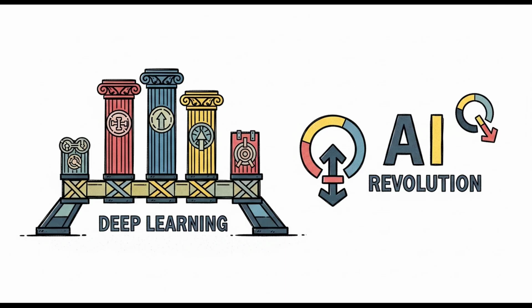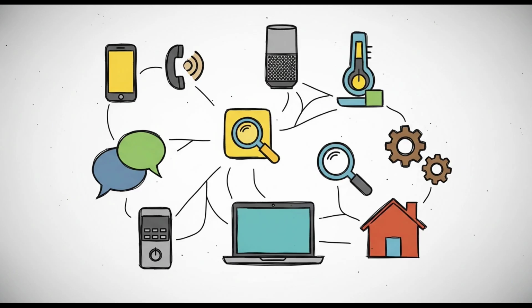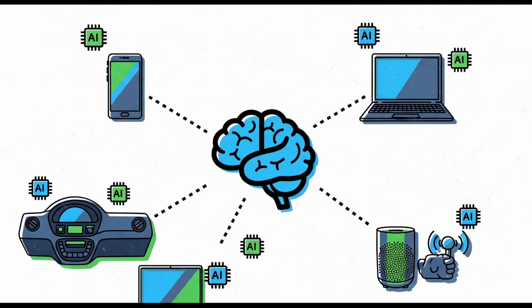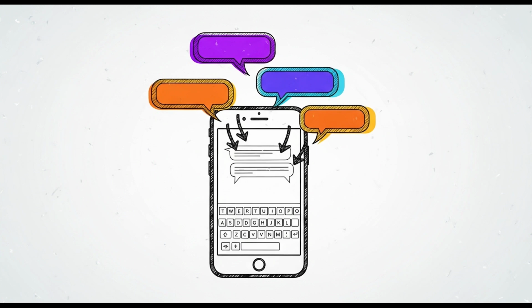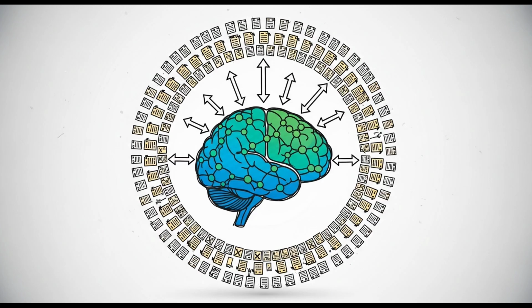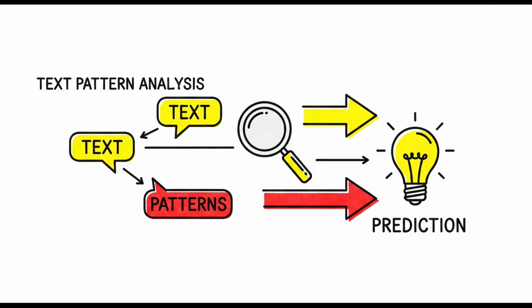It's the backbone of the modern AI revolution. Now let me show you how machine learning actually works in your daily life. Because it's everywhere, and most people don't even notice. When you type a message on your phone and it suggests the next word, that's a machine learning model that was trained on billions of sentences. It learned the patterns of how humans write and predicts what you're most likely to say next.